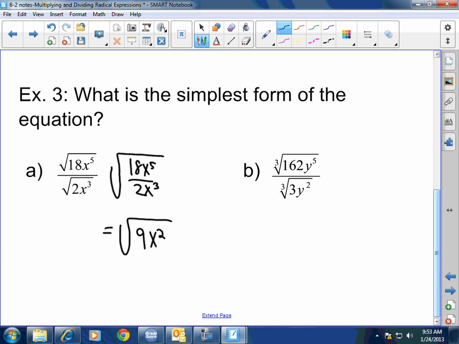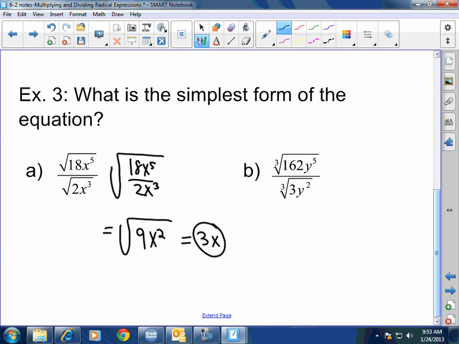I hope you guys remember, when you divide exponents, you subtract them. You guys know this. So this answer would be 3x. Done. Made something complicated into something really easy. Does that make sense?